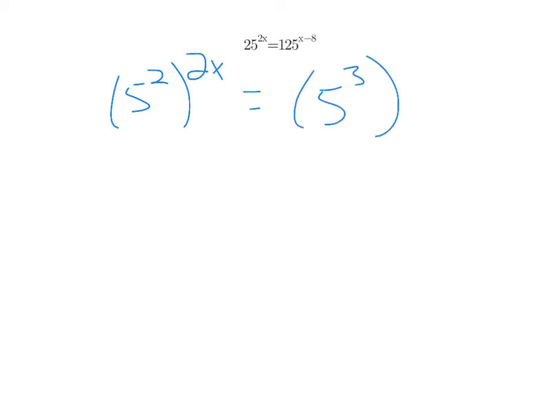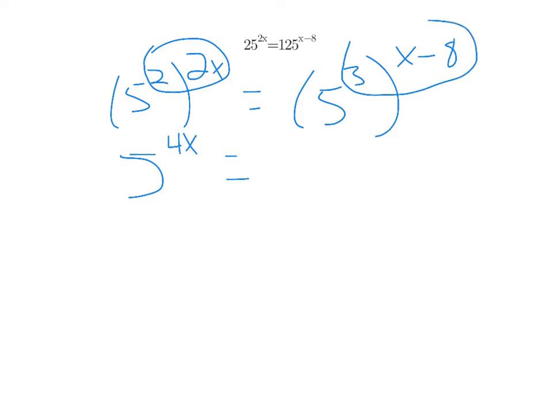So I can rewrite my equation as 5 to the second to the 2x equals 5 to the third to the quantity of x minus 8. Now using my power of a power rule, I need to multiply together my 2 and 2x to rewrite the left-hand side as 5 to the 4x equals, multiplying the 3 times the quantity of x minus 8, 5 to the 3x minus 24.